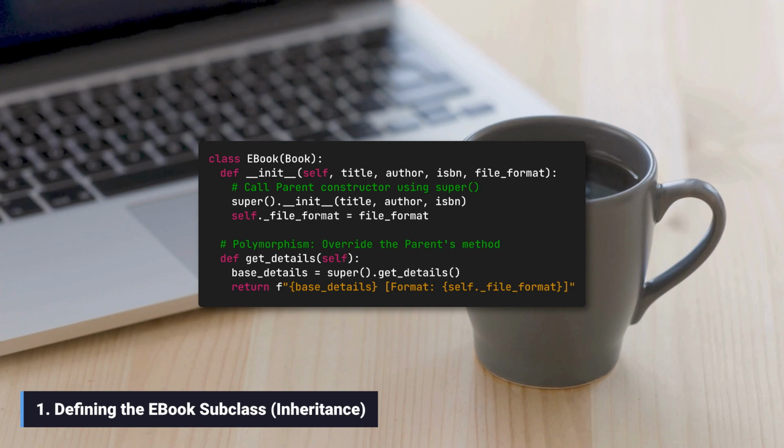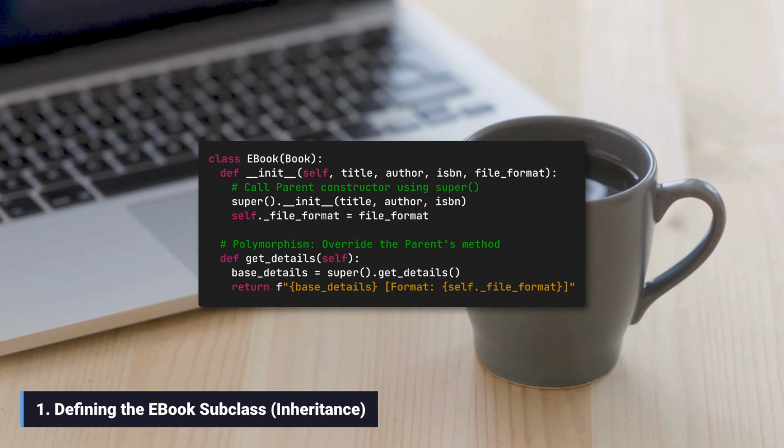1. Defining the EBook subclass. We create the EBook class, which inherits from Book. In its constructor, it accepts an extra attribute, file_format. We use super().__init__() to initialize the inherited attributes: title, author, and ISBN. This is inheritance in action.